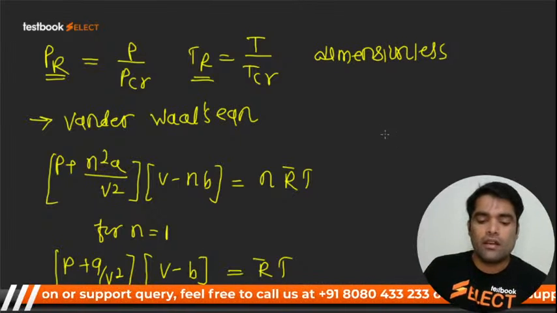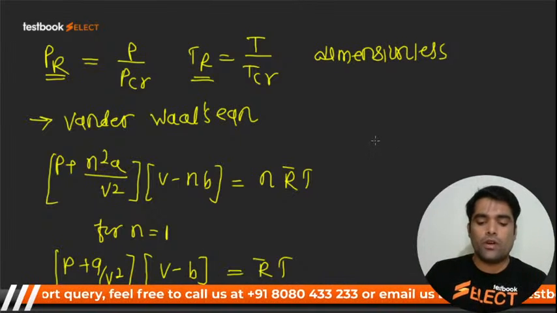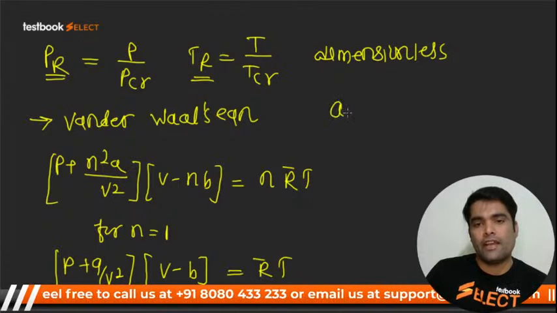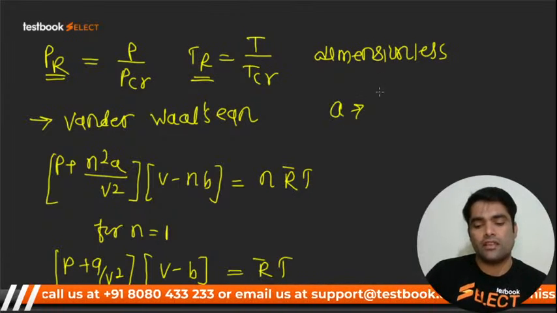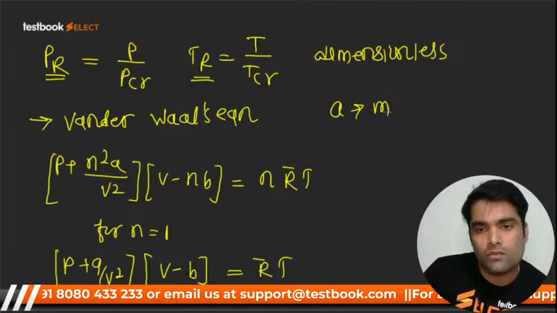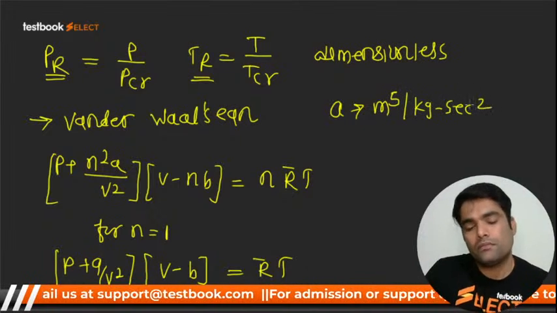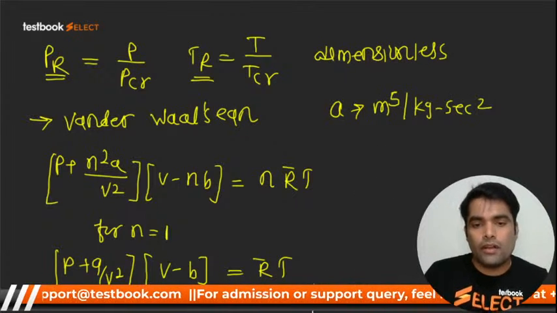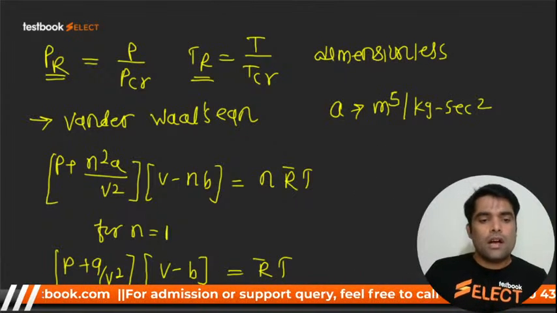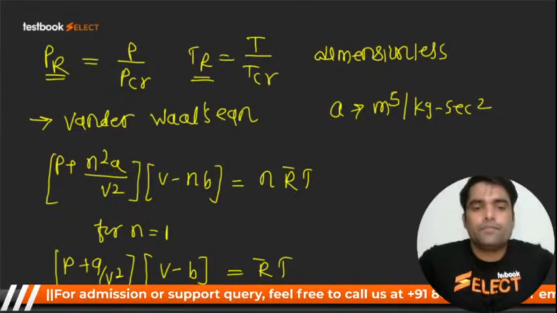Okay, my dear, what should be the unit of a? It has been asked in GATE 2016, I think. And its unit will be, my dear, m^5 kg per second square. Okay, I hope you got it. Yes or no? I hope you got it. Here we go for next.